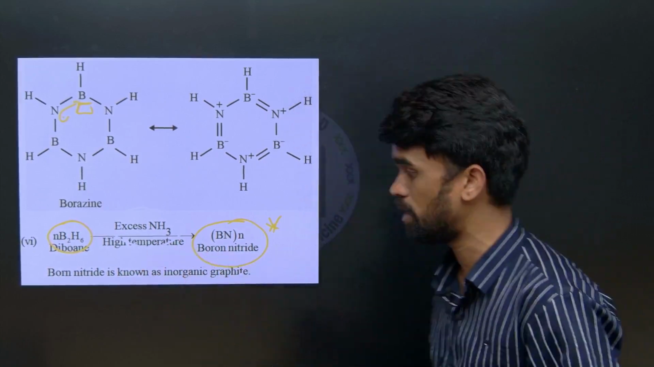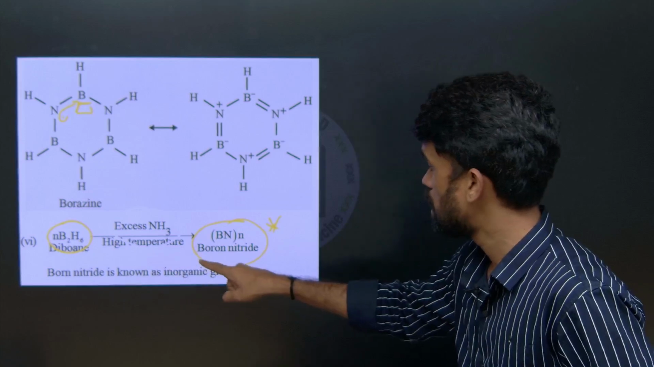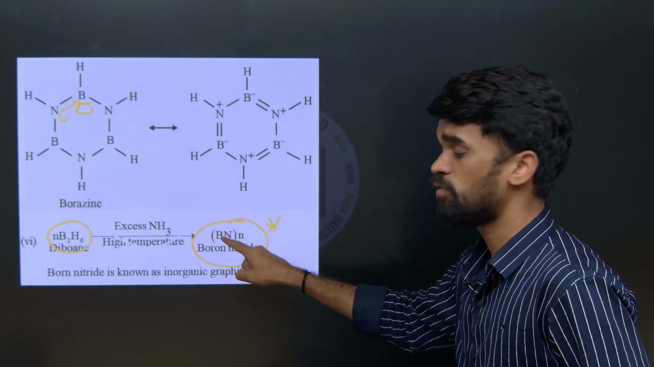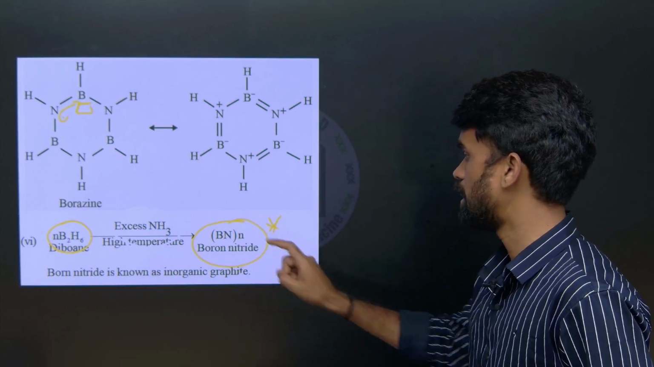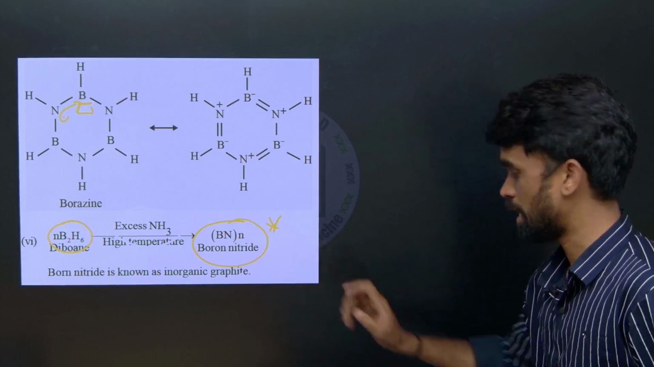So we can also call it inorganic graphite. You can remember this point also. Boron nitride is also called inorganic graphite. So what is the formula? BN taken n times, boron nitrogen taken n times.